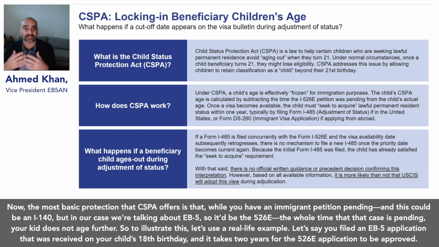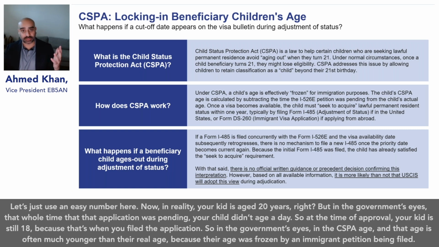Okay, so to illustrate this, let's use a real life example. Let's say you filed an EB-5 application that was received on your child's 18th birthday. Okay, and it takes 2 years for the I-526E application to be approved. Let's just use an easy number here. Now, in reality, your kid is aged 20 years, right? But in the government's eyes, that whole time that application was pending, your child didn't age a day. So at the time of approval, your kid is still 18 because that's when you filed the application.